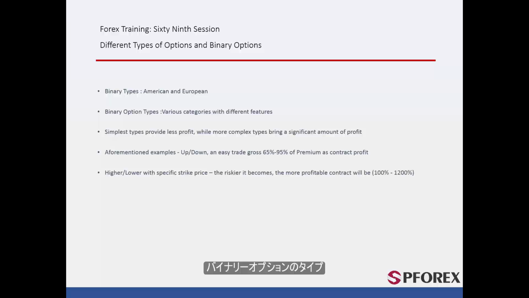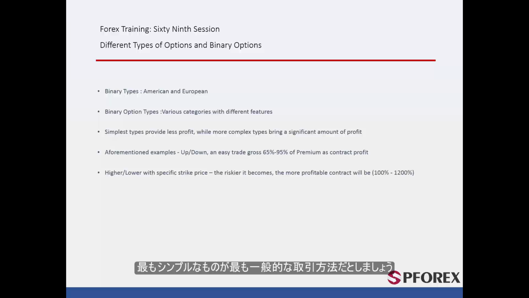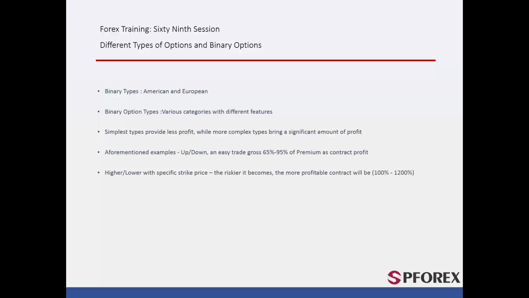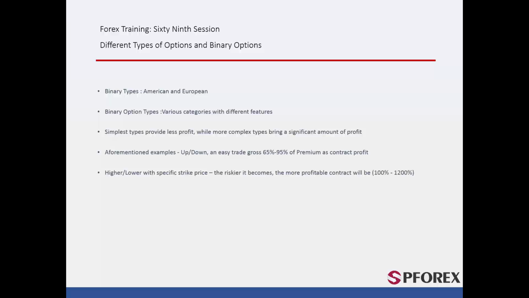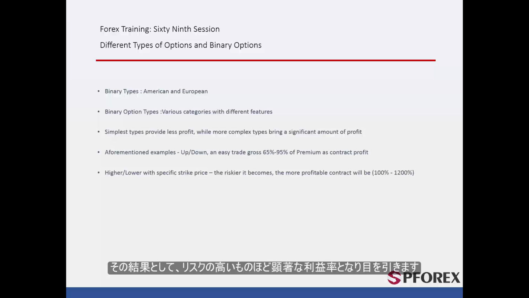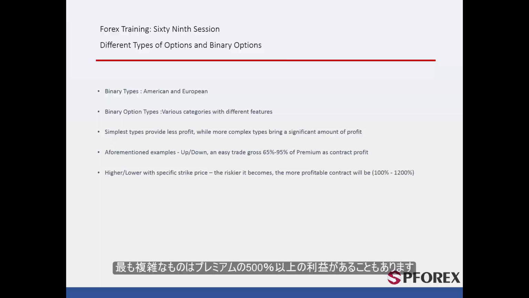Binary option types. Binary option providers represent numerous kinds of binary option based on their client's demand. Granted that the simplest types are the most common trading methods. Binary options are categorized based on different features. One category is based on profit and risk rate of a trading type. Consequently, the riskier one inevitably has a more catchy profit rate. Profit of the most popular and simplest ones are between 40% and 80% of the premium, while the most complex ones may have profit over 500% of the premium.